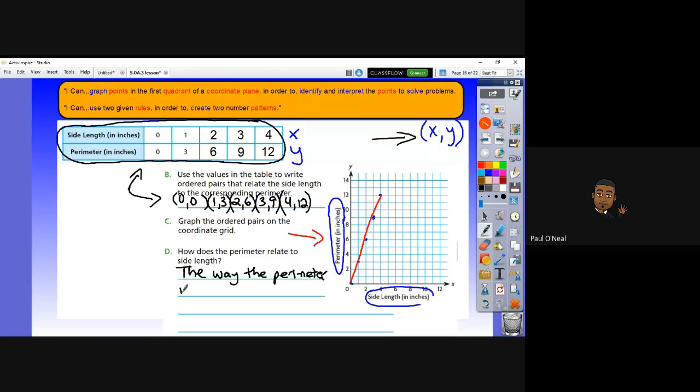The perimeter relates to the side length. Again, I like complete sentences. Side length is that. Now, before I finish and answer it, let's think about it.